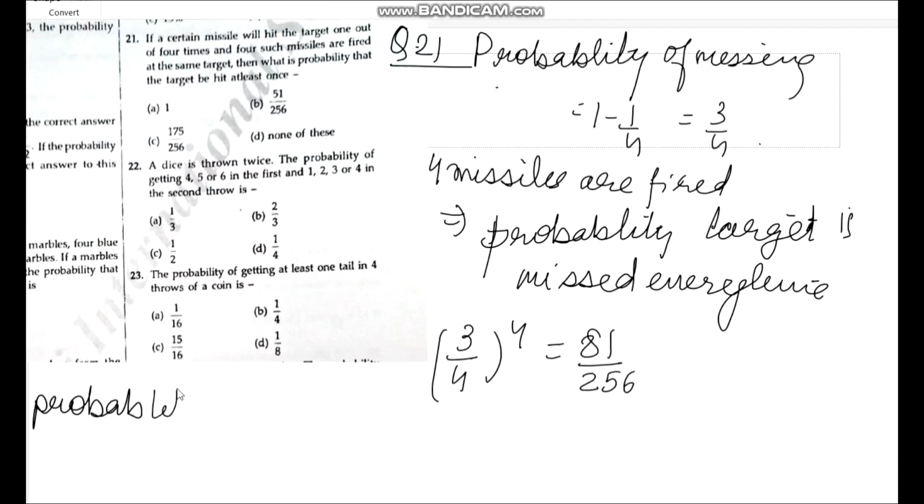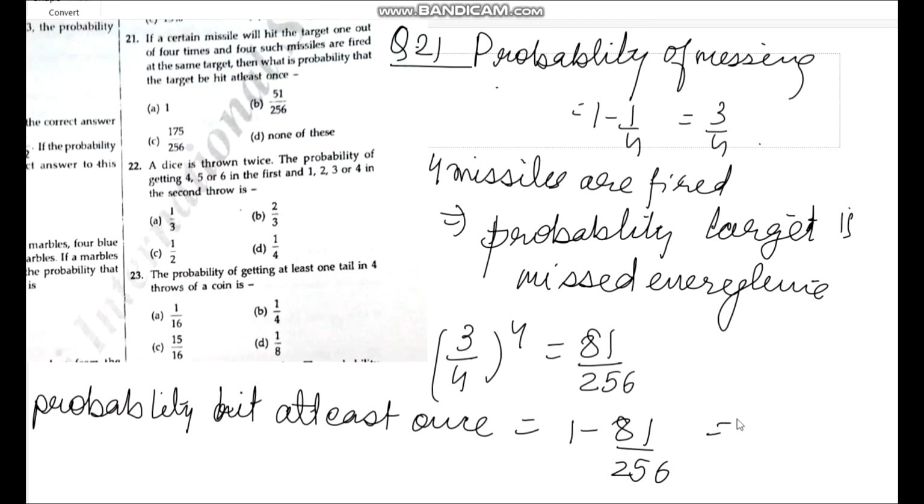So the probability of at least one hit, that is, hit at least once, will be 1 minus 81 upon 256, because every time missed is this one. So it will become 175 upon 256. So my option C will be the right one. Okay? Probability will be 1 by 2.